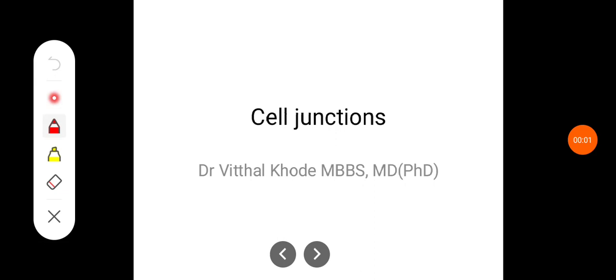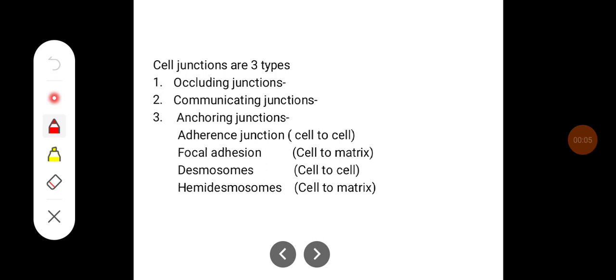Everyone, here we'll try to learn about the cell junctions. The cell junctions can be of three types: occluding junctions, communicating junctions, anchoring junctions. Occluding junctions, for example, tight junctions; communicating junctions, for example, the gap junctions. Anchoring junction can be of adherence junction, focal adhesion, desmosomes, or hemidesmosomes.